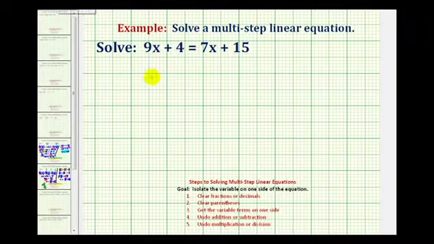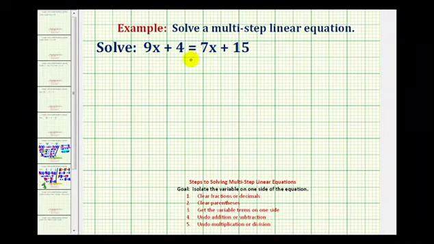We want to solve the given linear equation in one variable by isolating the variable on one side of the equation. Notice what's different about this type of equation is that we have variable terms, or in this case x terms, on both sides of the equation. So we're not going to be able to isolate x if it's on both sides of the equation.